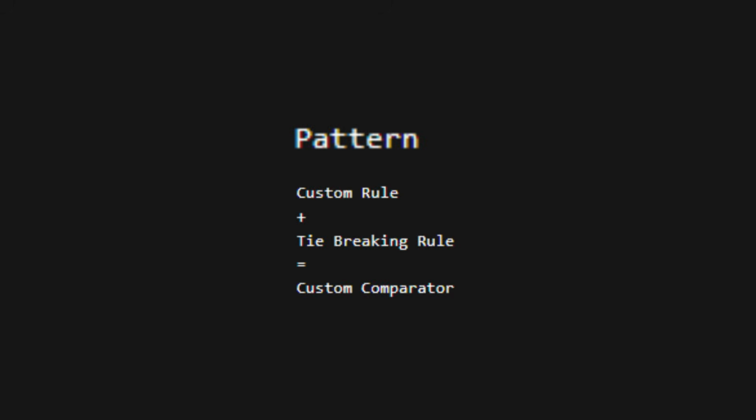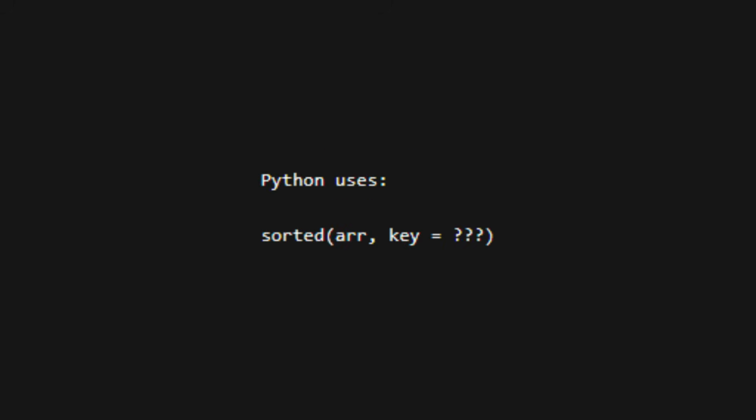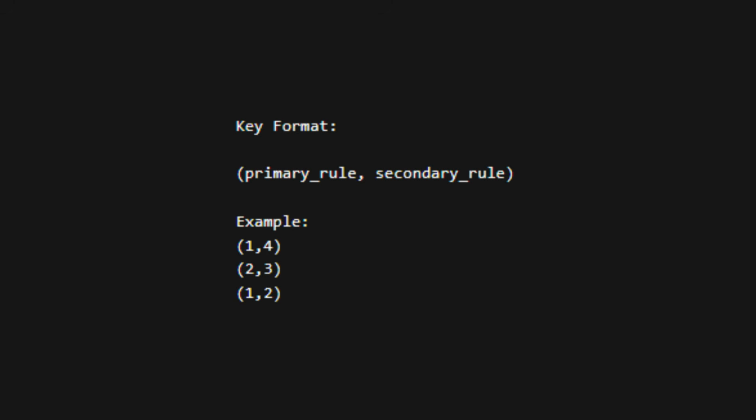Now let's talk about the pattern. Whenever you see sort by some custom rule along with a tie-breaking condition, that's a clear signal. This is a custom comparator problem. In Python, this becomes very clean because we can use a sort key. The trick is returning a tuple as the key. The first value in the tuple is your primary rule. The second value is your secondary rule.